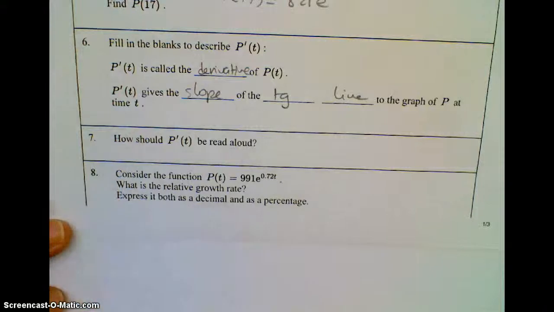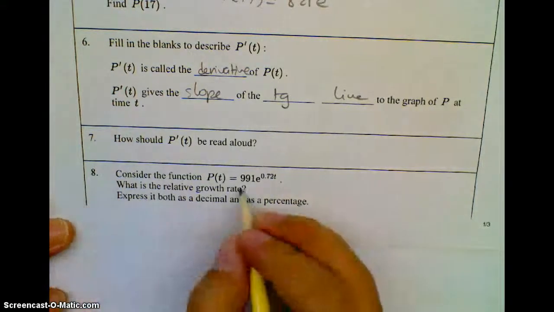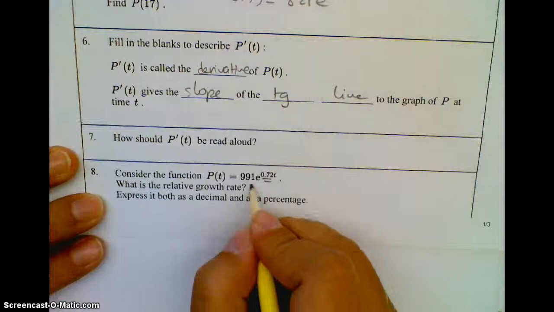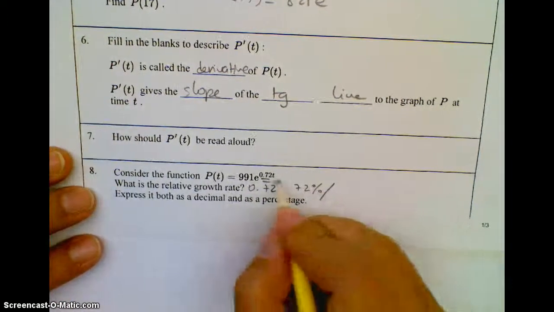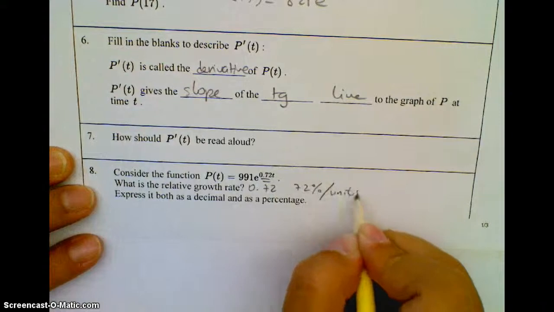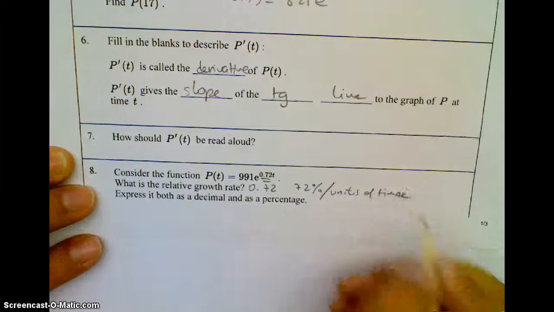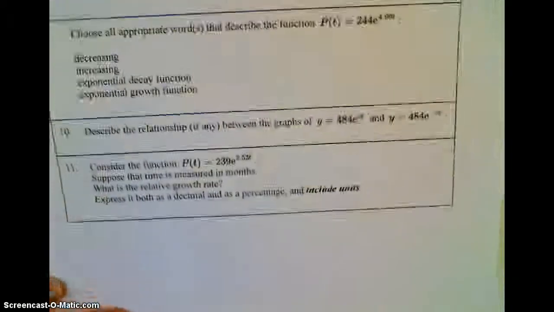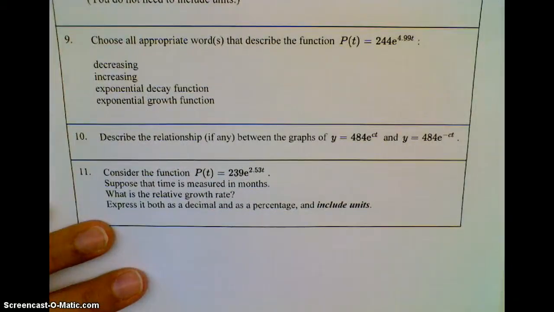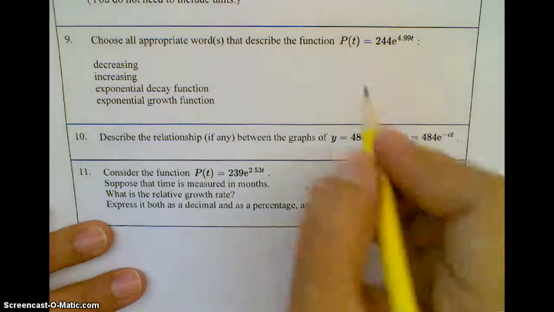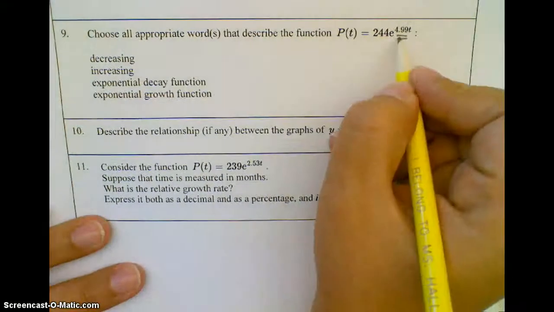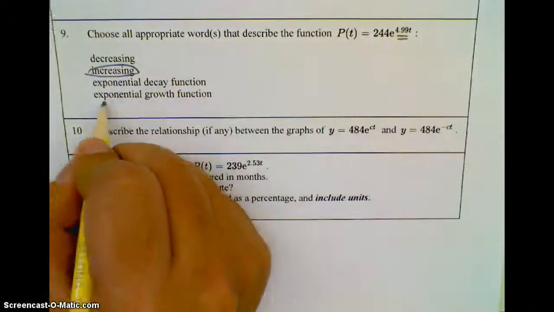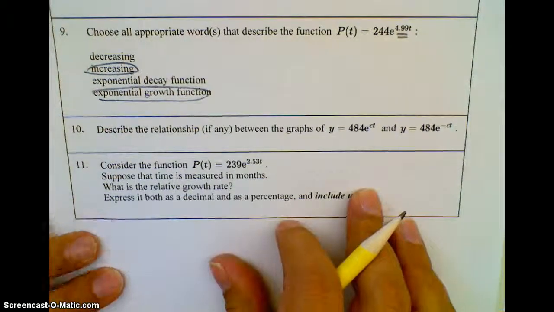Number 8, consider the function p of t. What's the relative growth rate? And I can read that off here, 0.72, or you can write 72% per whatever units of time. Number 9 says, choose all appropriate words that describe the function. So I know that the constant k, the relative growth rate, is positive, so I know it's increasing. So because it's increasing, it's exponential growth.